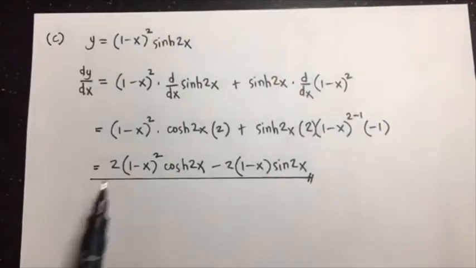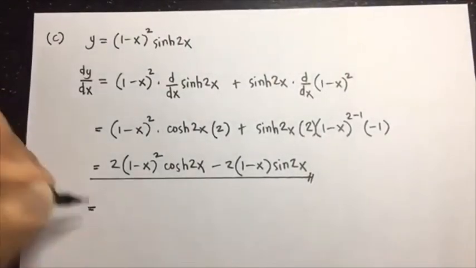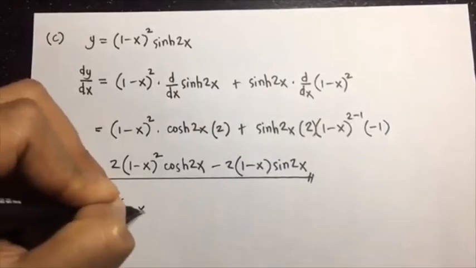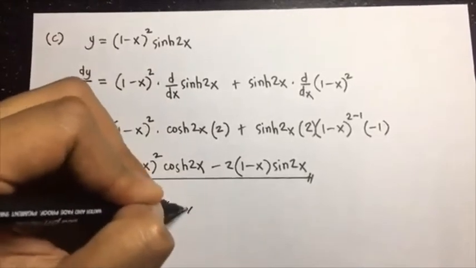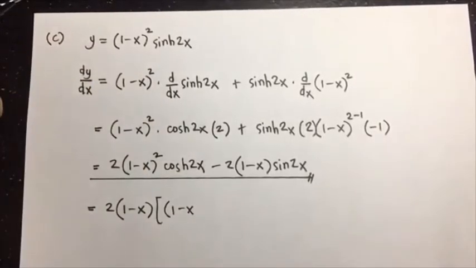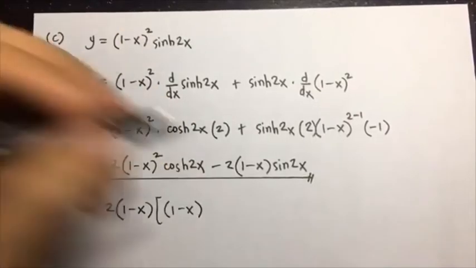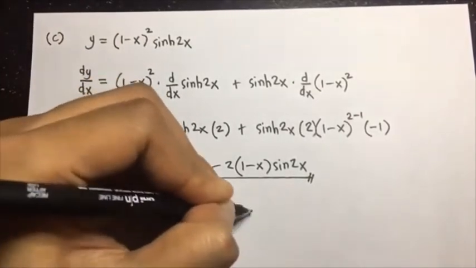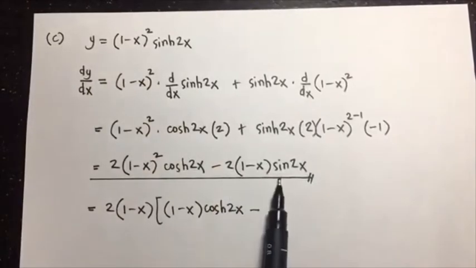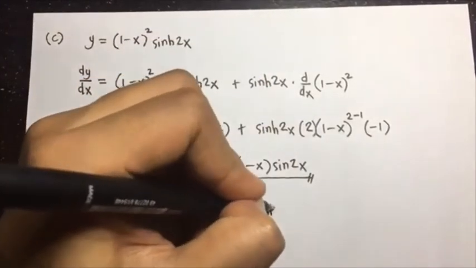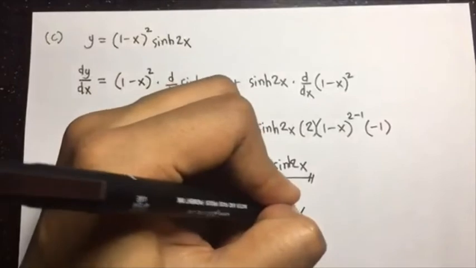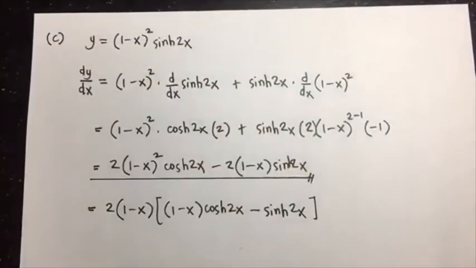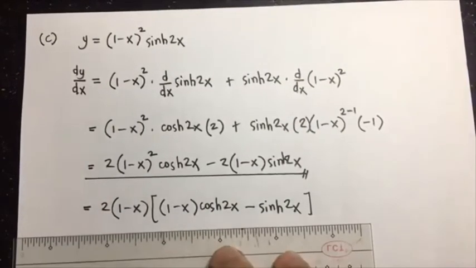or we can factor out 2 and 1 minus x. So factoring 2 and 1 minus x, what will remain here is 1 minus x, and then hyperbolic cosine of 2x minus, here what will remain is hyperbolic sine of 2x. Okay, so this is now our derivative.